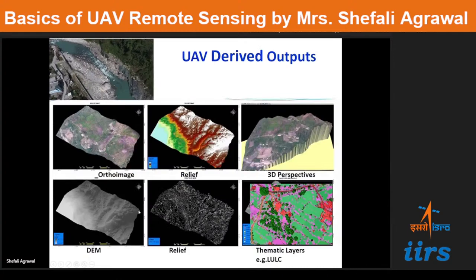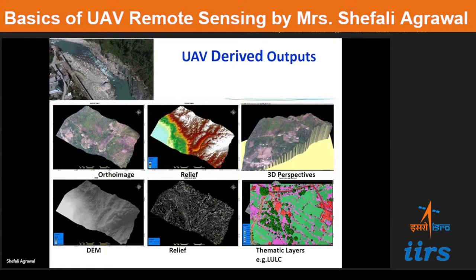So the information which can be derived from a UAV: this is the raw images, stereo overlapping images. You can generate the relief map, the 3D perspectives, the contours, the slopes, the aspect map, and the thematic layers, of course, can be extracted. The land use, land cover, vegetation cover, urban features, water level information, snow cover. So whatever thematic layer you want to extract at a higher resolution, you can extract that information.